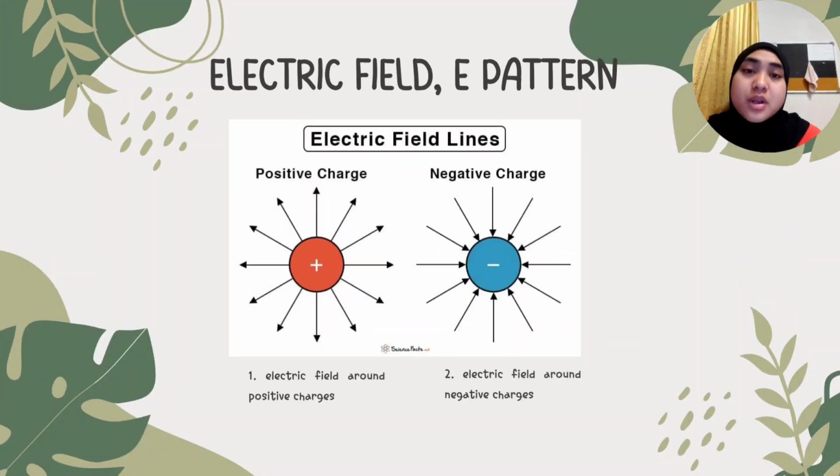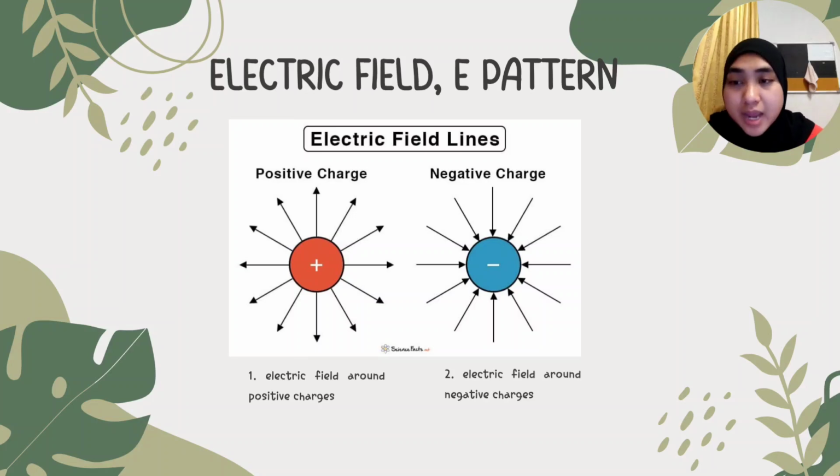The electric field pattern is a visual representation of how an electric field behaves around a charge or a system of charges. It is depicted using electric field lines that show the direction and strength of the electric field. As we can see here, there are two types of charge, which are positive and negative charge. The first one is positive charge.